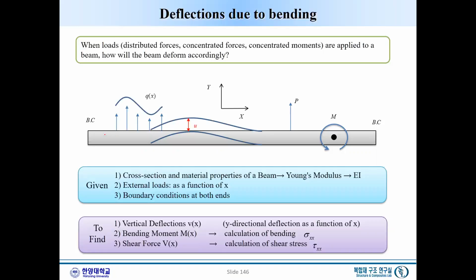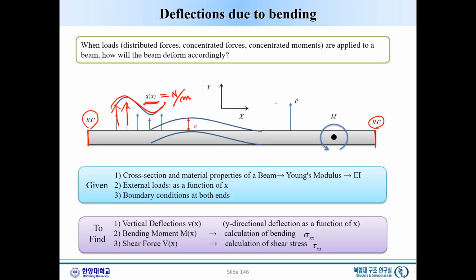For example, this is a beam. At the left-hand side, we could have different types of boundary conditions, which we will need to study. And for the vertical loads, we could have three different types of load. The first one is the distributed load, QX. So QX is this kind of distributed load. Distributed load means the unit is Newton per meter.